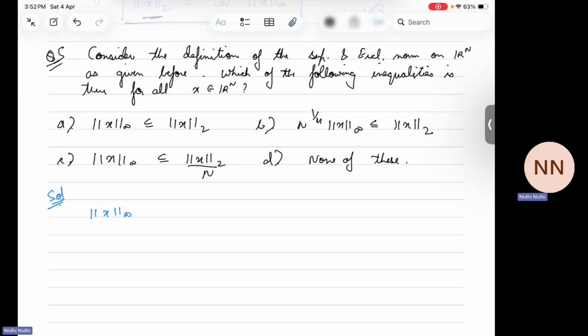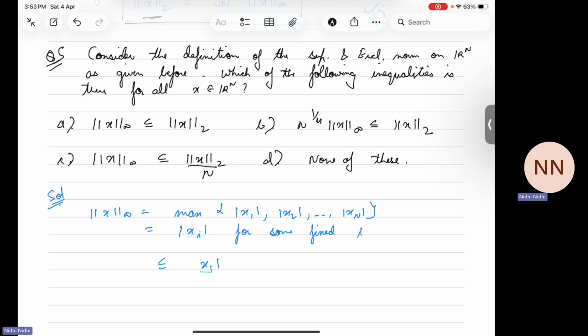Now the sup norm is equal to the maximum of mod x1, mod x2 and so on up till mod xn. When we have n terms and we look for the maximum, it will be one of those n terms. So this is equal to mod xi for some fixed i.